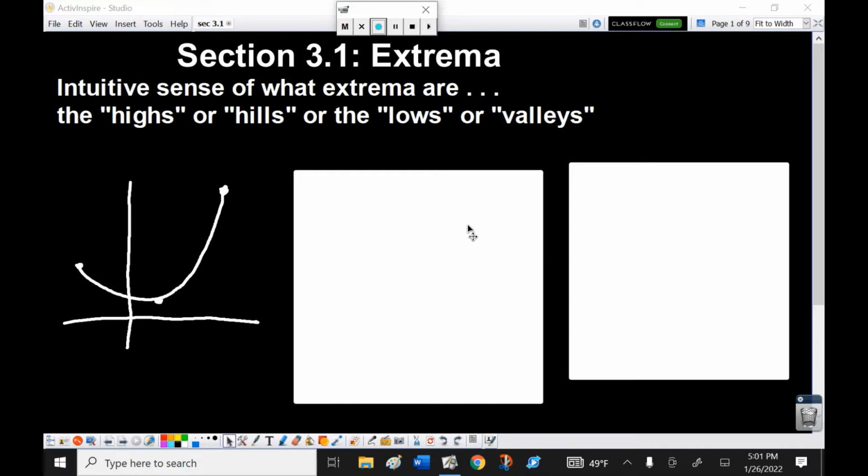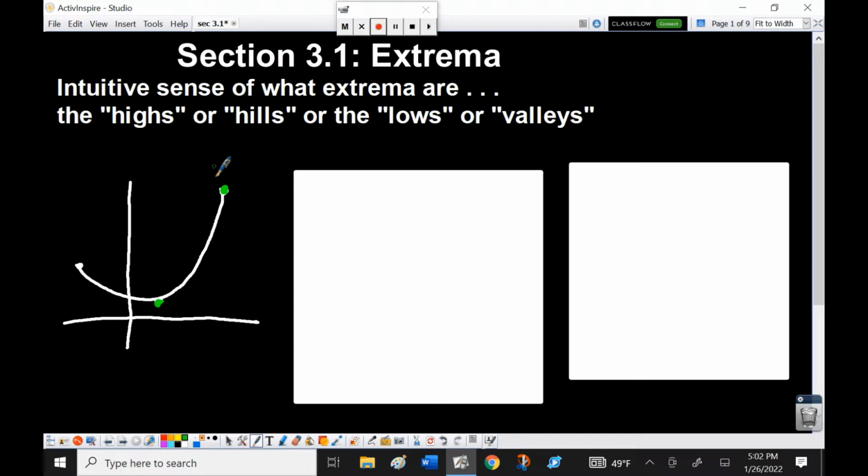Let's consider this graph right here. Just looking at it, intuitively, you should be able to look at this and say, Mr. Martinez, this point right here is the lowest point on the graph. That's my low extrema, what we're going to call a minimum. And here, this is the very top point. This is my maximum point, or the highest point. If you have that intuitive sense of a maximum and minimum, then you're on your way of understanding what it means to be an extremum.